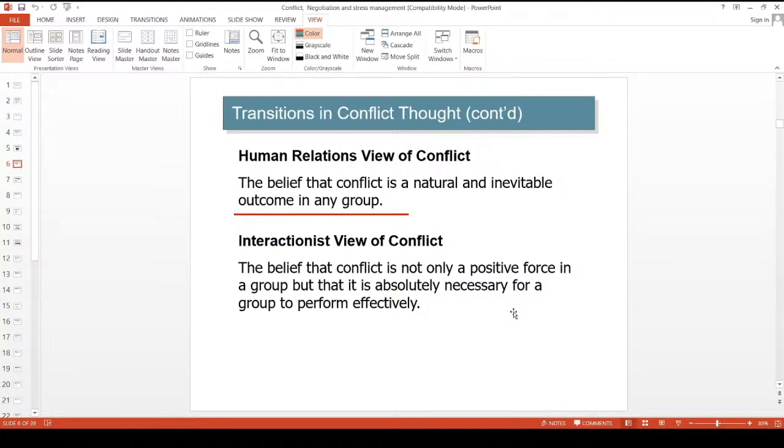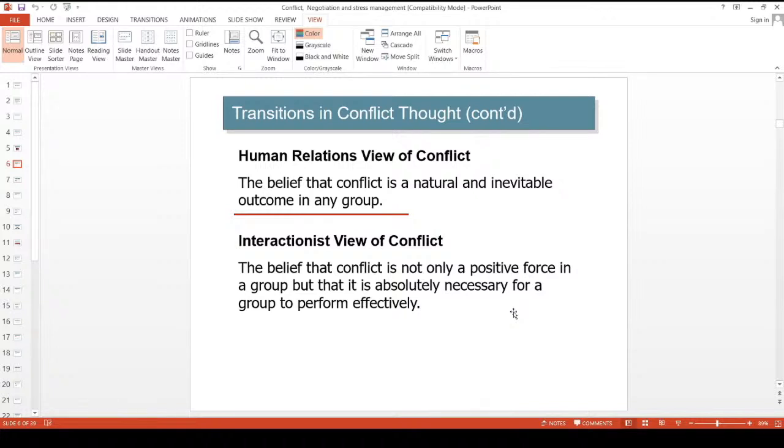This approach encourages conflict on the grounds that a harmonious, peaceful, and cooperative group is usually prone to becoming static and non-responsive to the needs for change and innovation. So, according to this interactionist view of conflict, conflict is very much necessary within the organization. It is an absolute necessity for all organizations and for different groups to perform effectively.